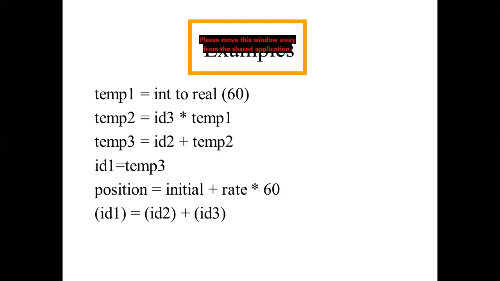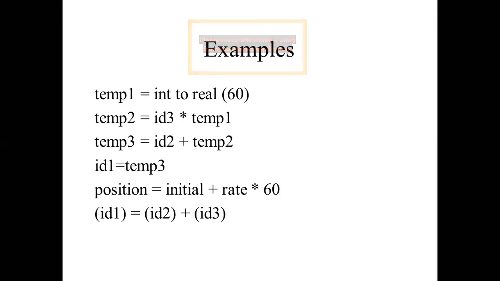Now just come to line number 5. So this is the expression. The main expression is position equal to initial plus rate into 60. So this is the main expression, and for this expression we are going to write the intermediate code.